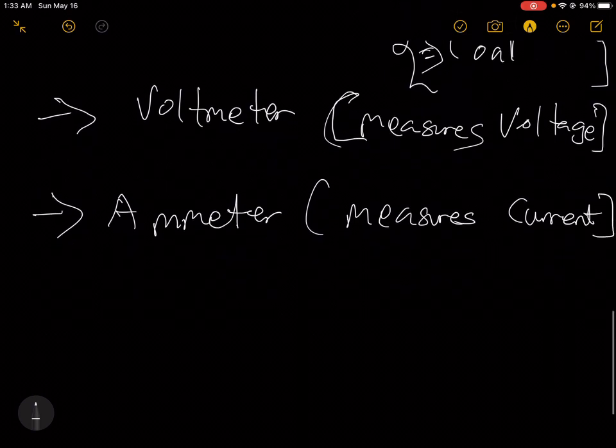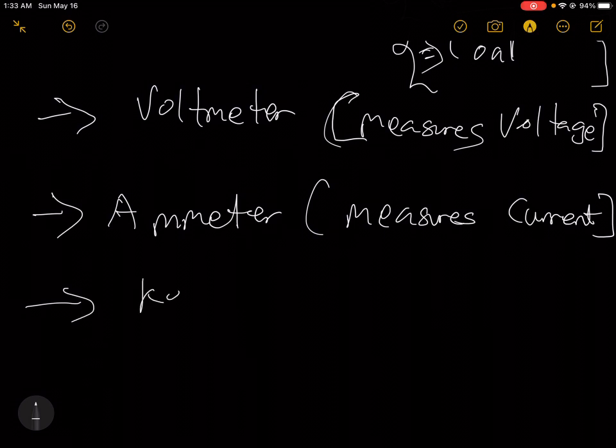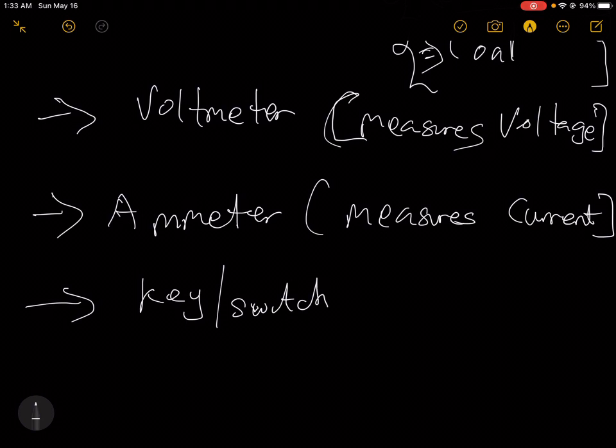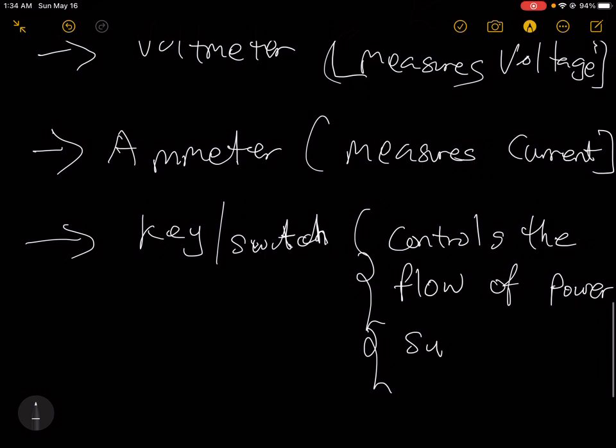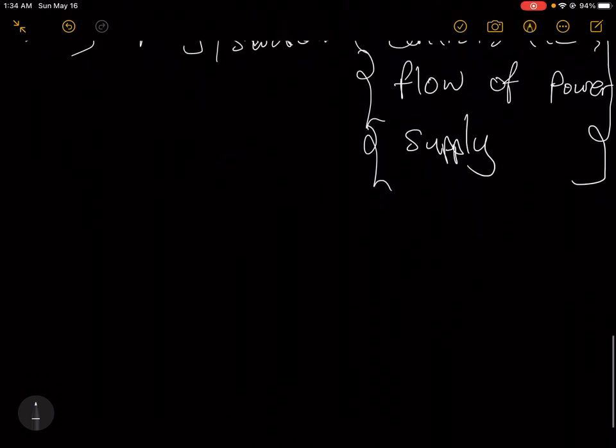And what else do we have? We have key, or I call it switch, which I'm very sure everybody knows what switch means. You turn on and off. So this actually controls the flow of current, or the flow of power supply. Yeah, it controls the flow of power supply.